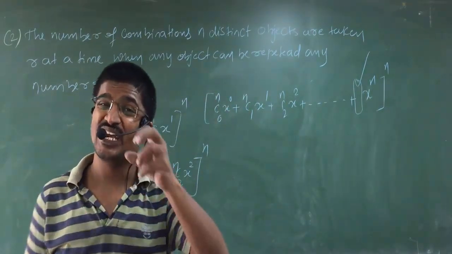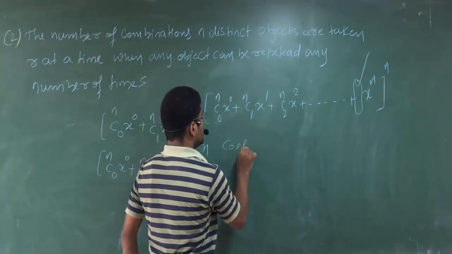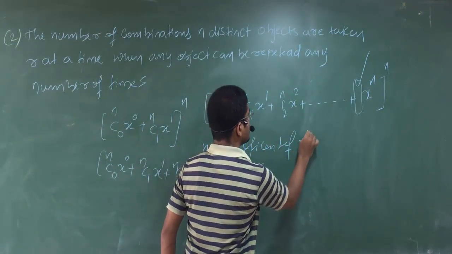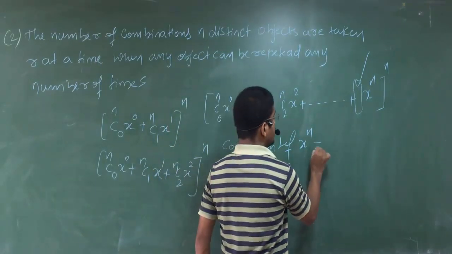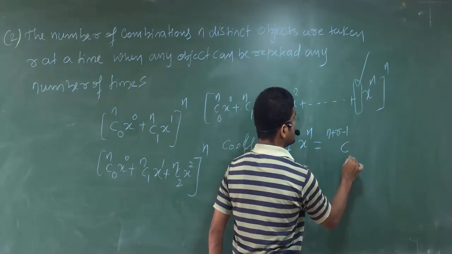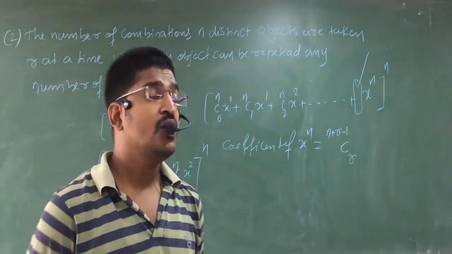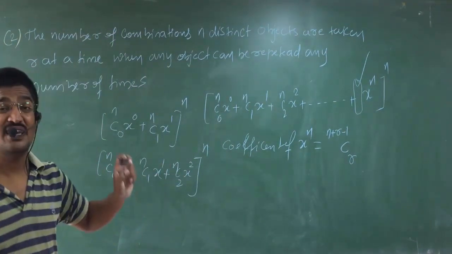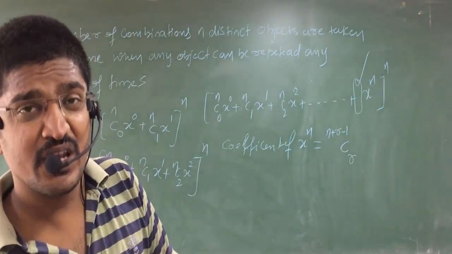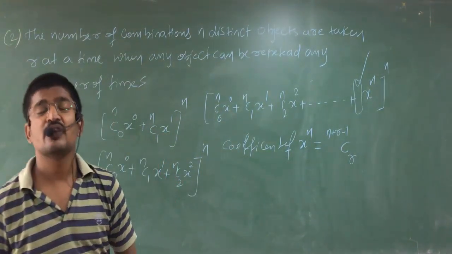Then what is that coefficient? That is the coefficient of x to the power of n, which is equal to (n plus r minus 1)Cr. This will give you how many number of times, from the n number of elements, r number of elements are taken, and that r can be repeated for any number of times.